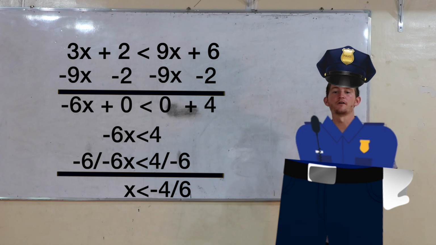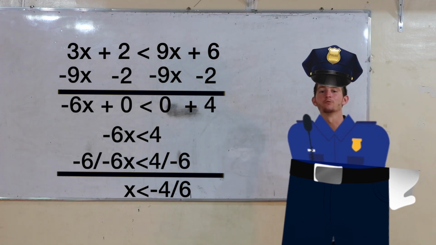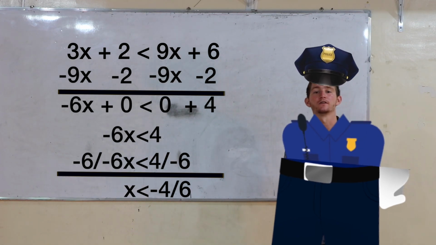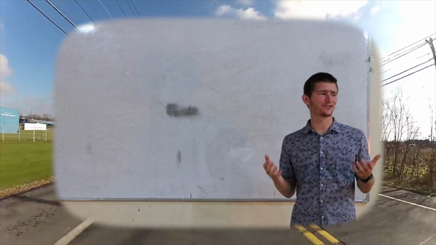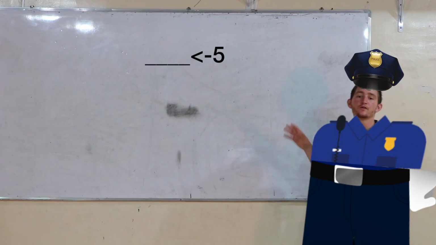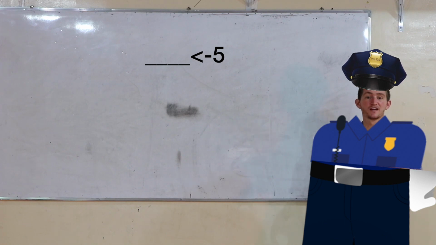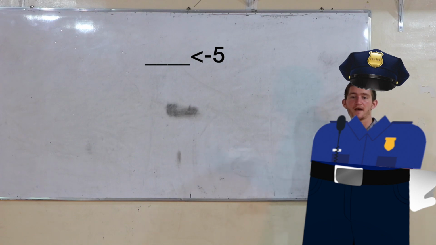Whoa, easy, partner. Remember what I just said? When you're dividing by a negative number, you need to do something special. You gotta flip the sign of your inequality. Why would we do something that crazy? Fill in the blank with a number less than negative 5. You might have chosen negative 6, negative 7, negative 8, negative 9, negative 100. It doesn't matter. But let's choose negative 7 for the heck of it.